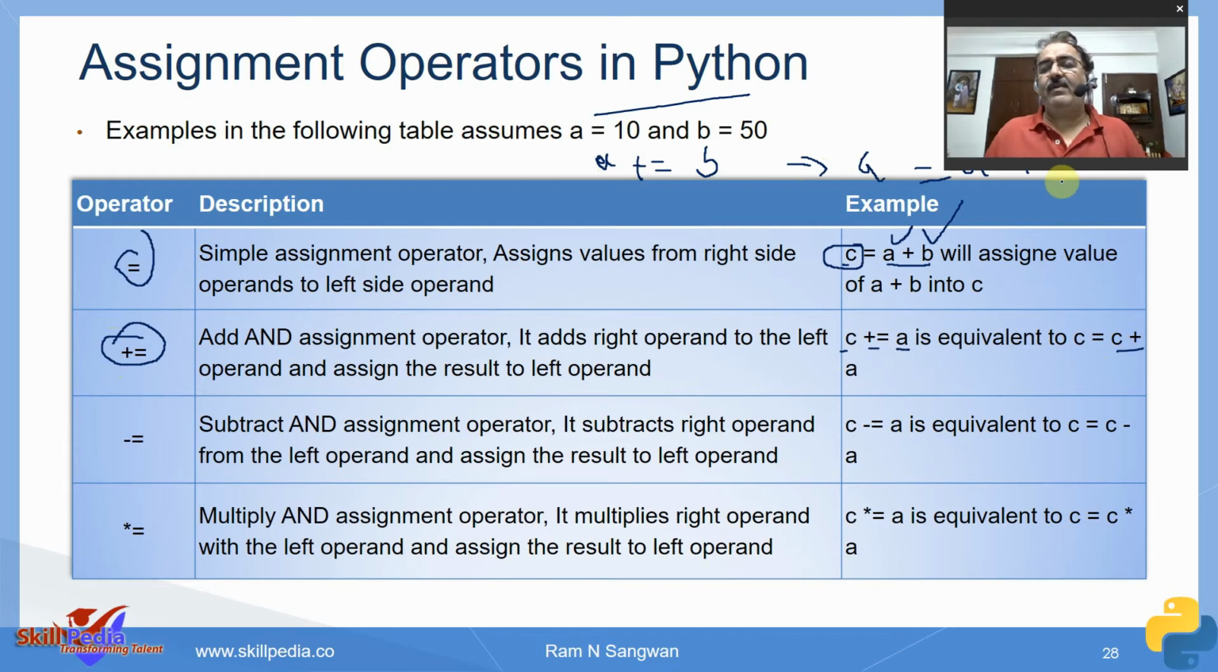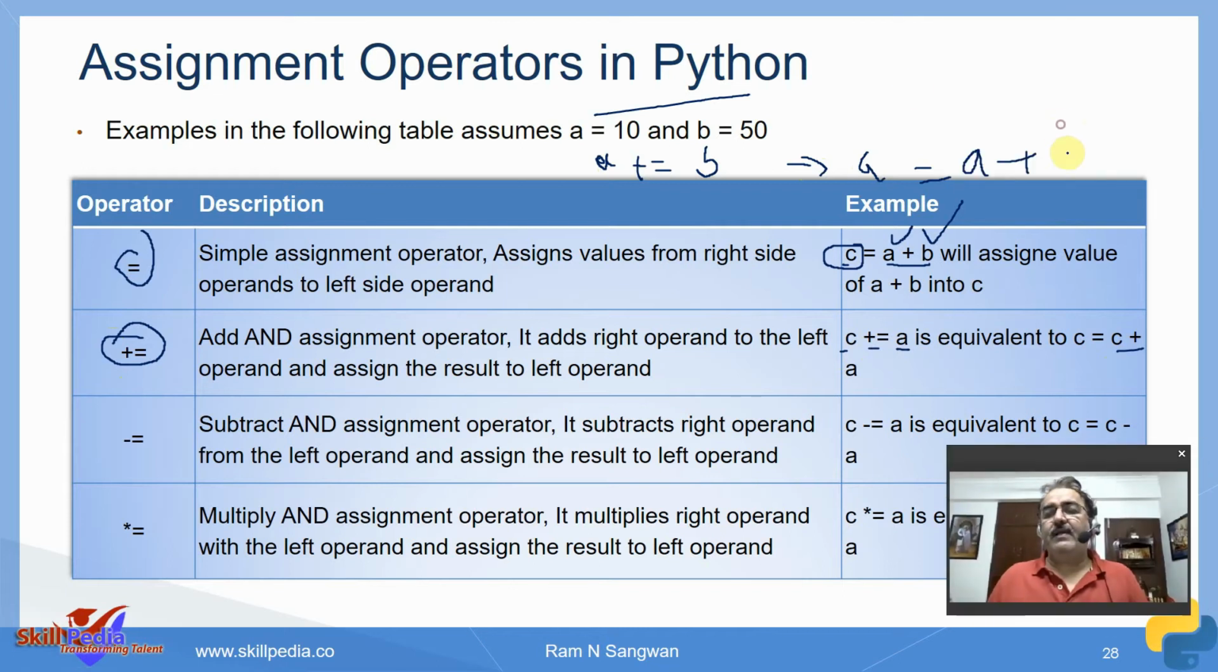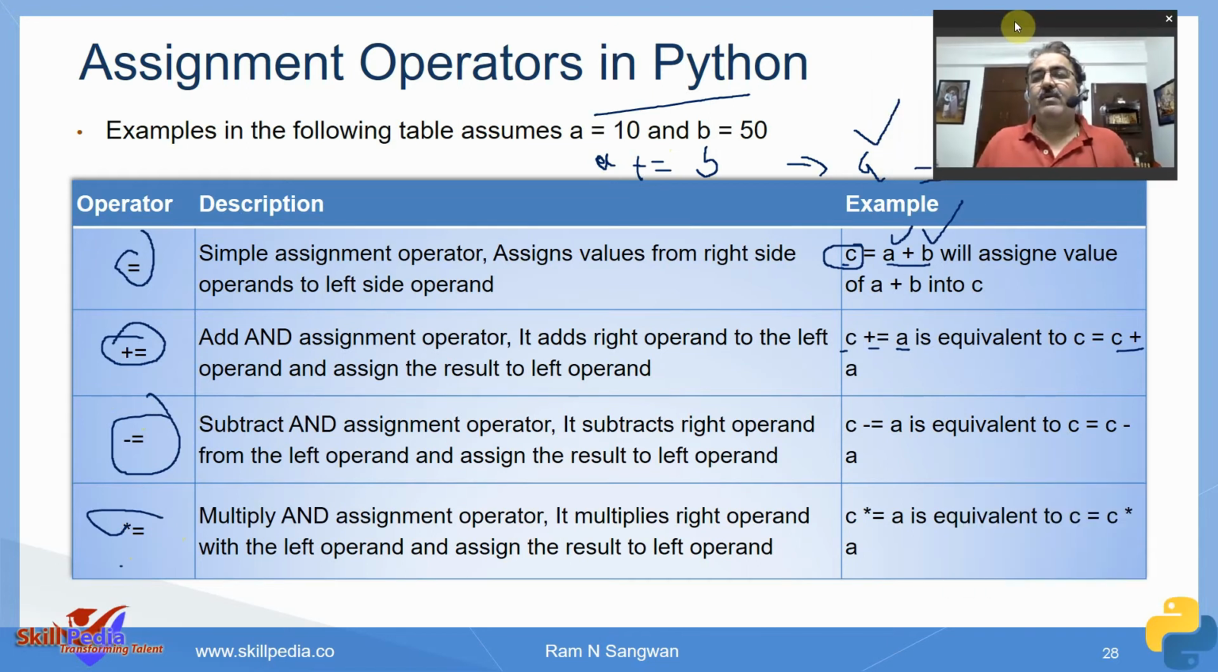So what will be the value of A equal to A plus B? The value of A will be 10 plus 50, that will be 60. So this is very interesting. Similarly, minus equal to, A equal to A minus B, multiply equal to, similarly divide equal to. So all these are allowed. These are very interesting operators.